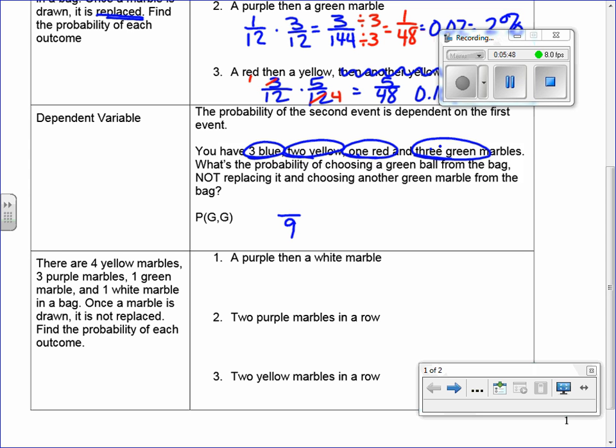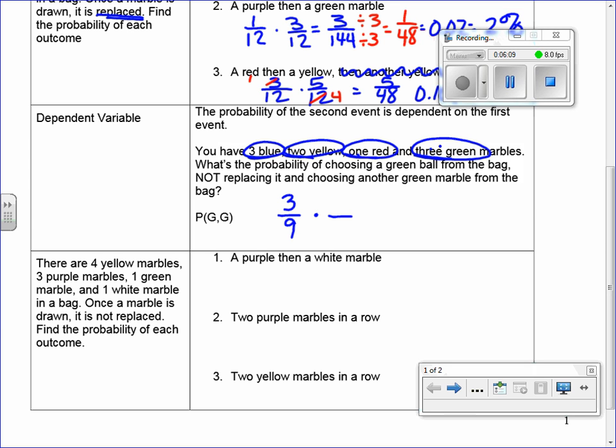It says, what's the probability of choosing a green ball from the bag? Well, ball, bag, marble, whatever. So we're going to choose green. Its probability is 3/9. Not replacing it. So that means that my bottom number, I started off with 9 marbles, but I'm not replacing it.